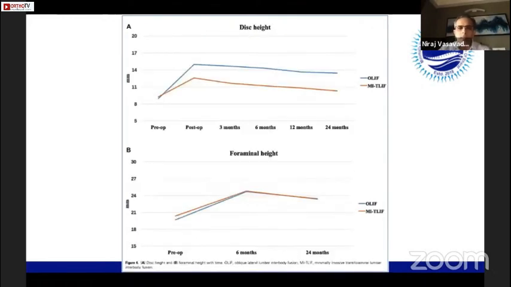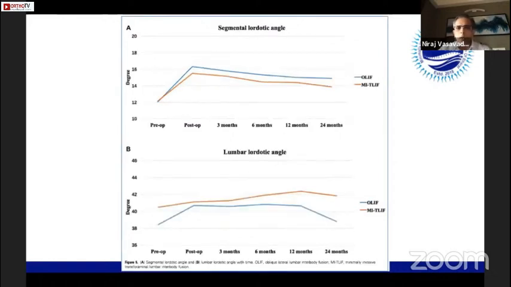The disc height in OLIF and MIS-TLIF was more or less the same to start with. At final follow-up, OLIF could maintain a significantly higher disc height. Not only was OLIF successful in regaining more disc height as compared to MIS-TLIF, it maintained it at final follow-up, while MIS-TLIF tended to lose some of the height, maybe because of cage subsidence. Foraminal height was again more or less the same in both techniques. The most important thing, the segmental lordotic angle, was significantly higher in OLIF, and it was maintained all throughout the last follow-up.